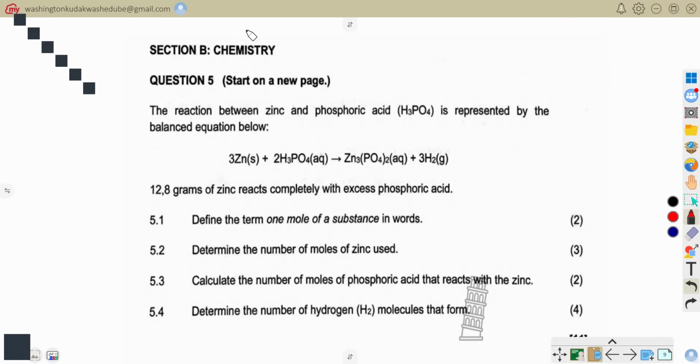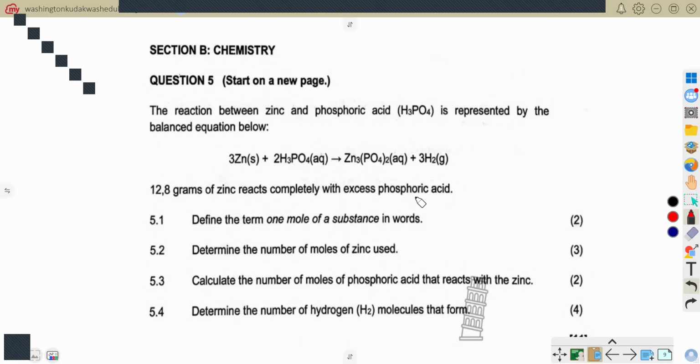We are saying that the reaction between zinc and phosphoric acid is represented by the balanced equation below: zinc plus phosphoric acid gives us zinc sulfate plus hydrogen. They say that 12.8 grams of zinc reacts completely with excess phosphoric acid. The question says, define the term 1 mole of a substance in words.